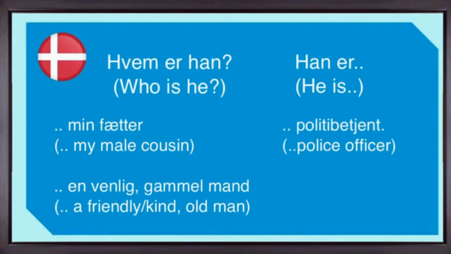And then, hvem er han? Different dialects, because depending where you live in Denmark, you will say it differently. Hvem er han? Who is he? Han er. He is. Min fætter. My male cousin. En venlig gammel mand. A friendly or kind old man.